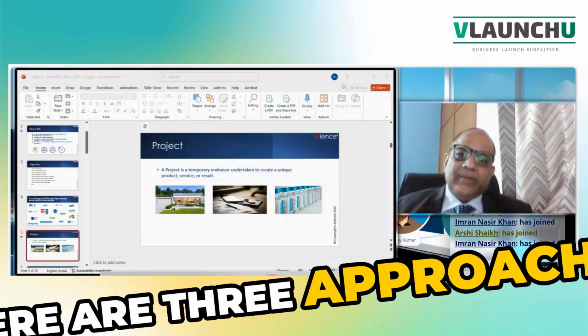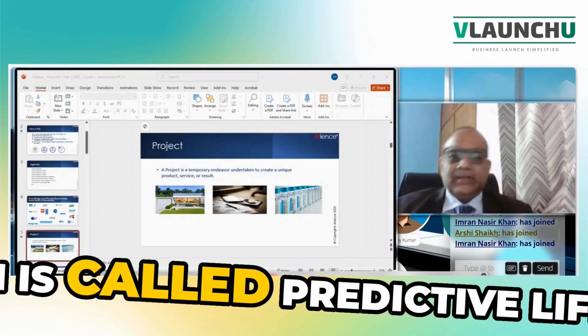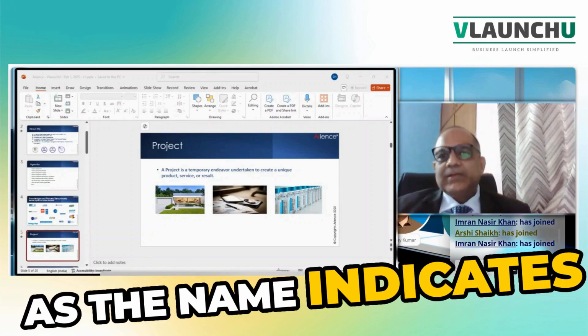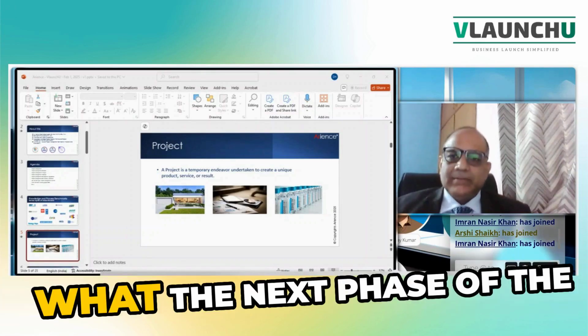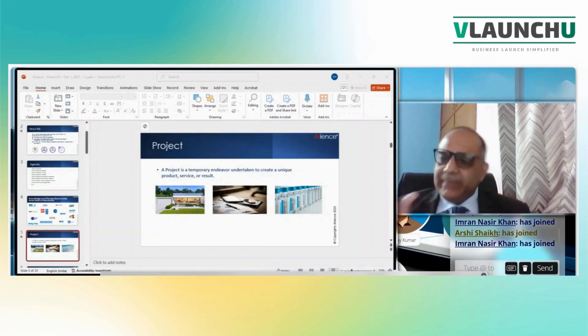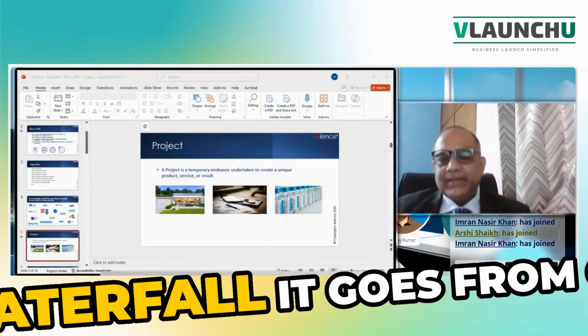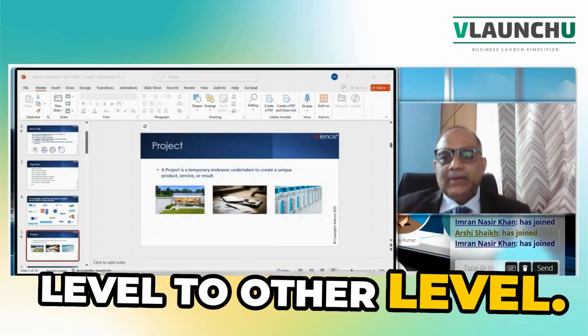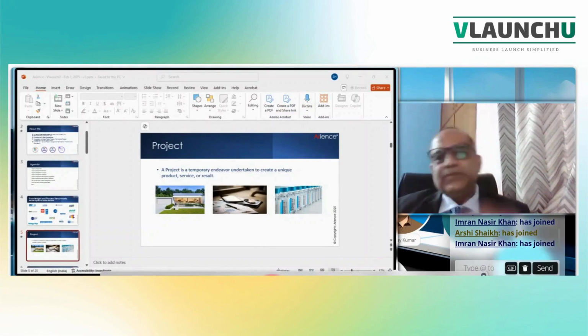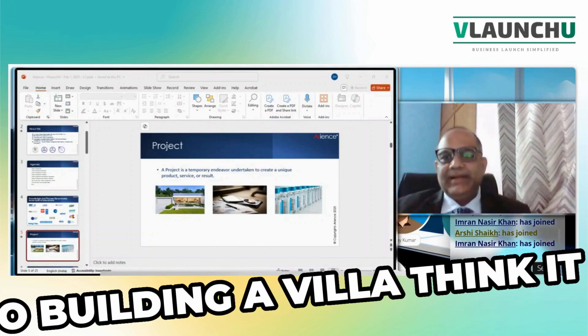There are three approaches. One is called predictive life cycle, where, as the name indicates, predictive, you can predict what the next phase of a life cycle is going to be. This is also known as SDLC or waterfall, because in waterfall it goes from one level to another level. You cannot skip the level, and it is a linear way, which is traditional. So building a villa, think it is a predictive life cycle.